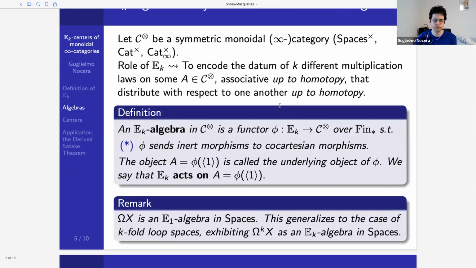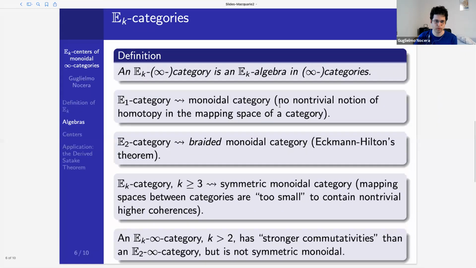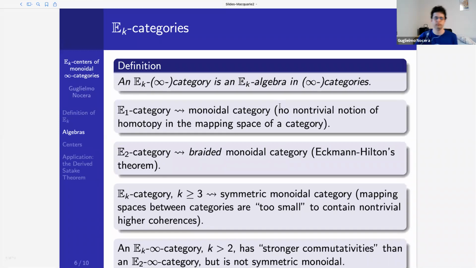Okay, so this is for EK algebras. Let us finally move to a series of examples in order to give a meaning to these definitions. So an EK infinity category for us will be just an EK algebra in infinity categories. So let's start from ordinary categories. What is an E1 category, for example? So we're moving on from topological spaces to categories. So we are changing our ambience, the world where we are taking our examples. So an E1 category is a monoidal category.